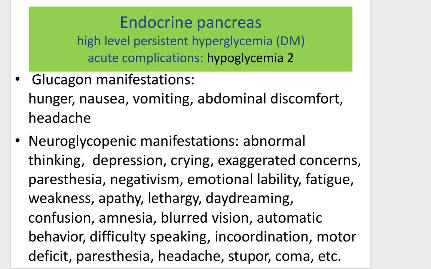Glucagon manifestations can include hunger, nausea, vomiting, abdominal discomfort, and headache. Neuroglycopenic manifestations: abnormal thinking, depression, crying, exaggerated consent, paresthesia, negativism, emotional lability, fatigue, weakness, apathy, lethargy, daydreaming, confusion, amnesia, blurred vision, automatic behavior, difficulty speaking, incoordination, motor deficit, paresthesia, headache, stupor, coma, etc.